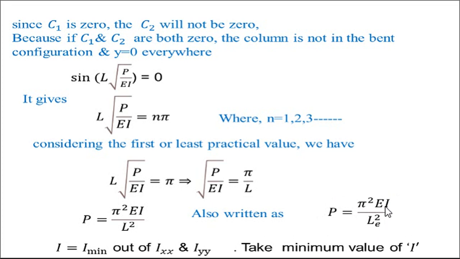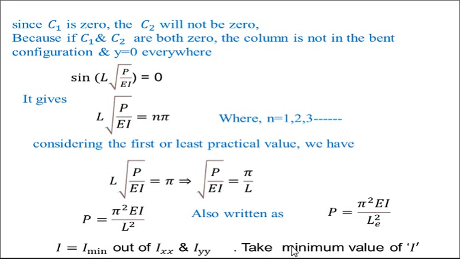In this equation, I is always the minimum. Of the two moments of inertia, about xx and yy, Ixx and Iyy, you take the least value as I, that is, I minimum. So this I is always I minimum from Ixx or Iyy. This equation is the Euler's formula, or the equation of the critical load P. I hope you understood this Euler's formula.